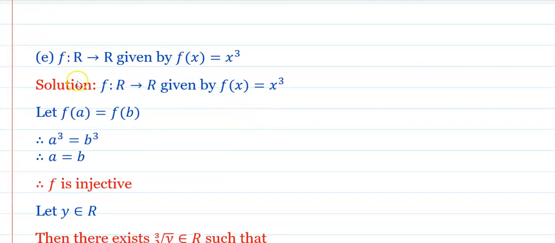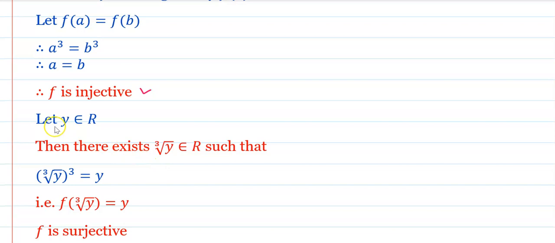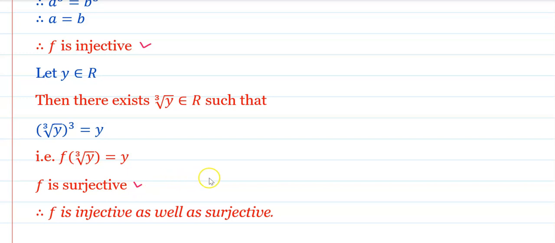Next, f of x is defined from R to R, given by f of x is equal to x cube. Okay, it's clear that f of a is equal to f of b, a cube is equal to b cube, and therefore it is injective. Set of real numbers, all types of the real numbers are there, and therefore it is injective. Okay, now next, let y belongs to set of real numbers. Then there exists cubic root of y belongs to R such that the cube of cubic root of y is equal to y, and hence it is surjective.